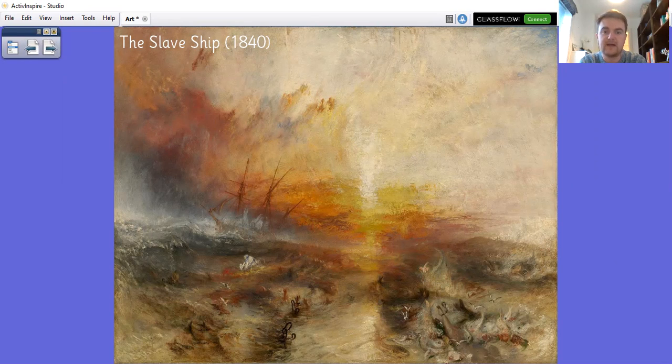So have a look at it, have a look at the colours, have a look at the different effects, and just pause it very quickly. How does it make you feel? What do you see? What stands out to you about this picture?